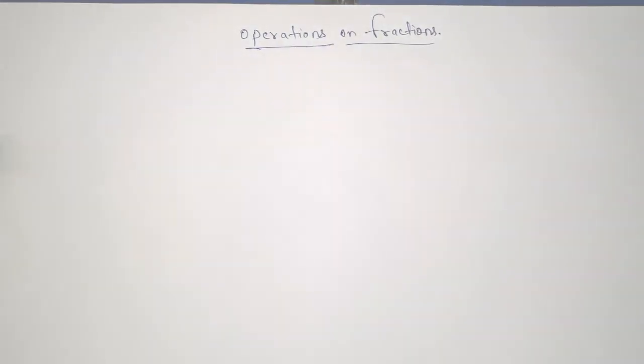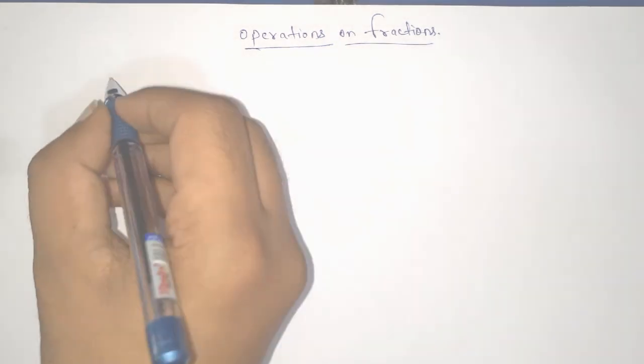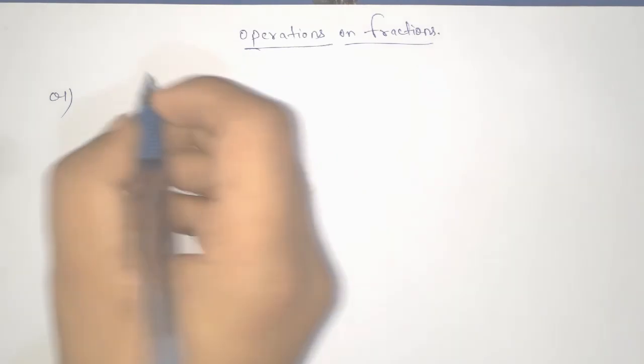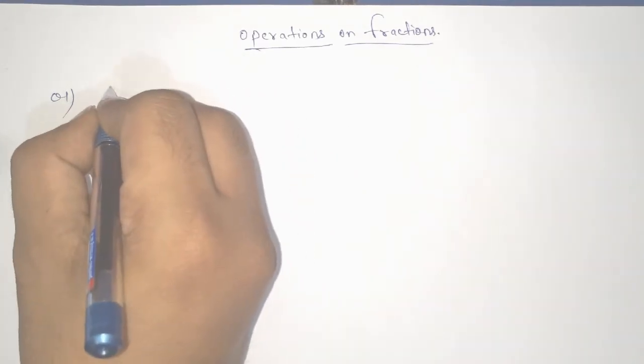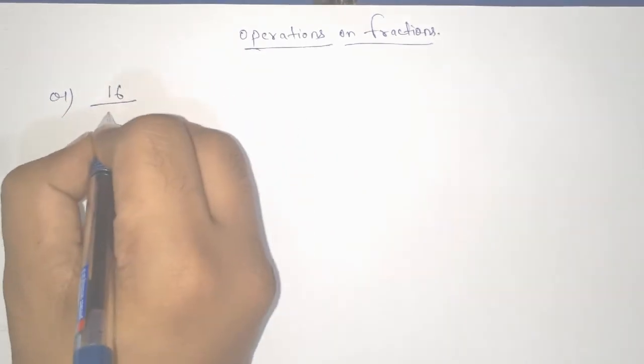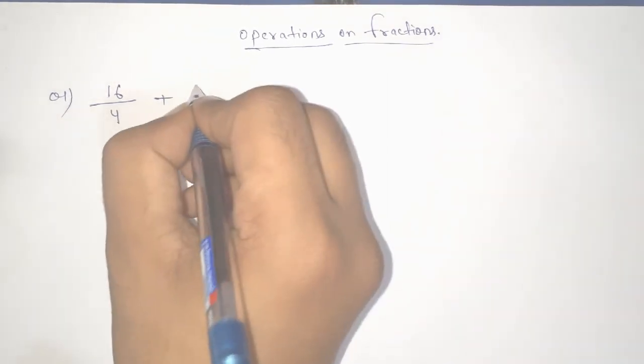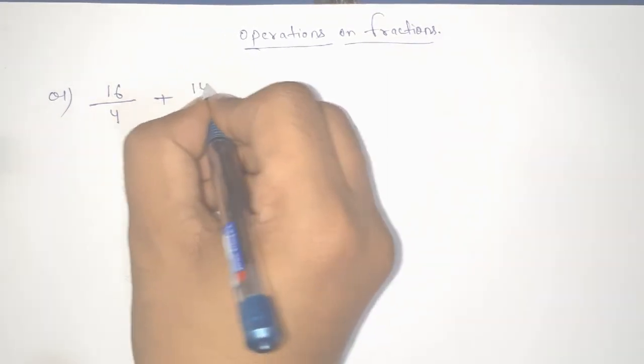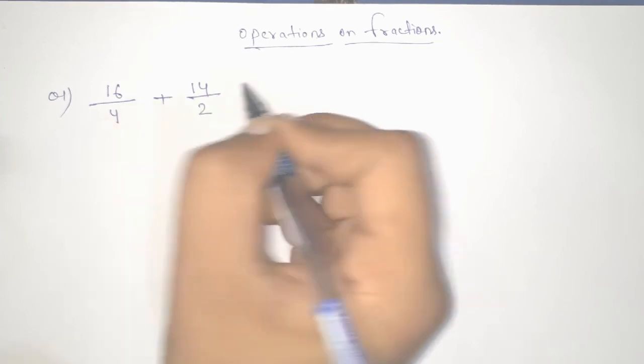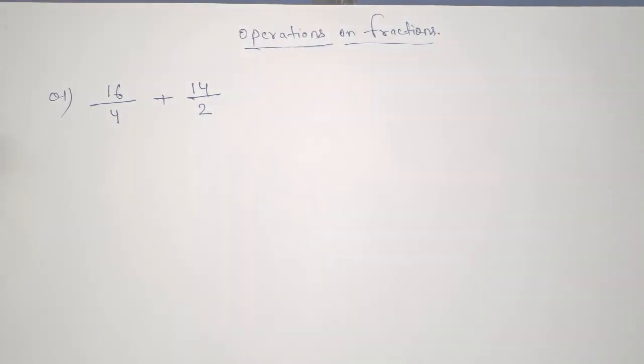So operations on fractions, students. We have done addition, and subtraction also we will do. So let's go with the help of an example. Question number 1: 16 by 4 plus 14 by 2. You have to add it.